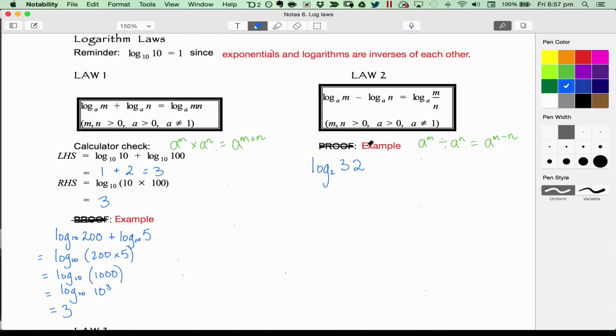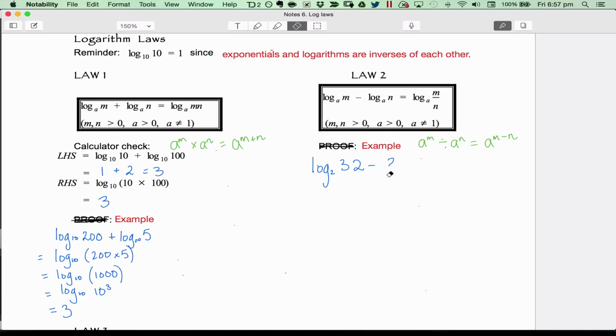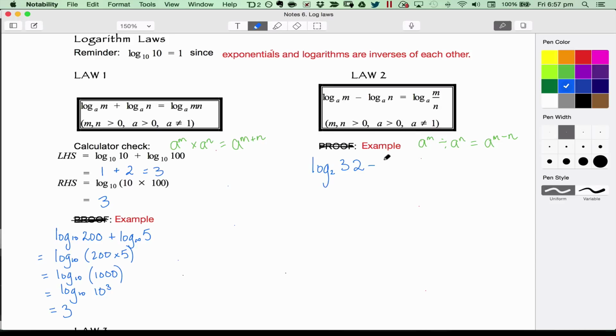Log 2 32 minus log 2 of 8. Again, before we use any of these laws, we need to check to make sure that these little powers, the bases, are the same number. So here we've got log 2 and here we've got log 2. They're the same base, so it means we can use one of our log laws.